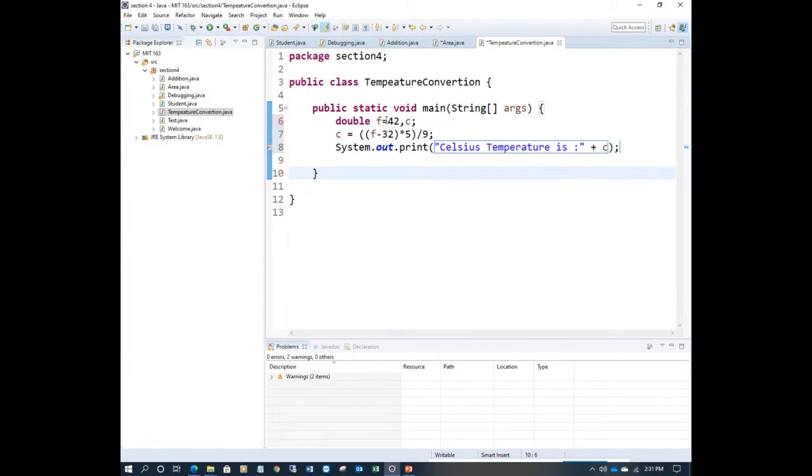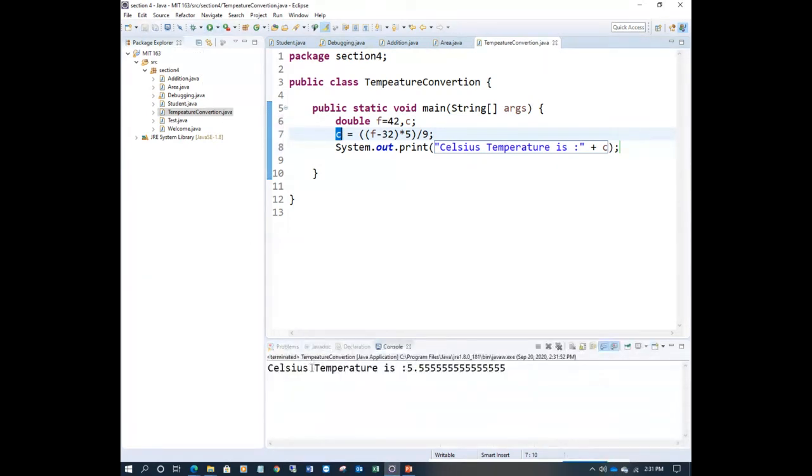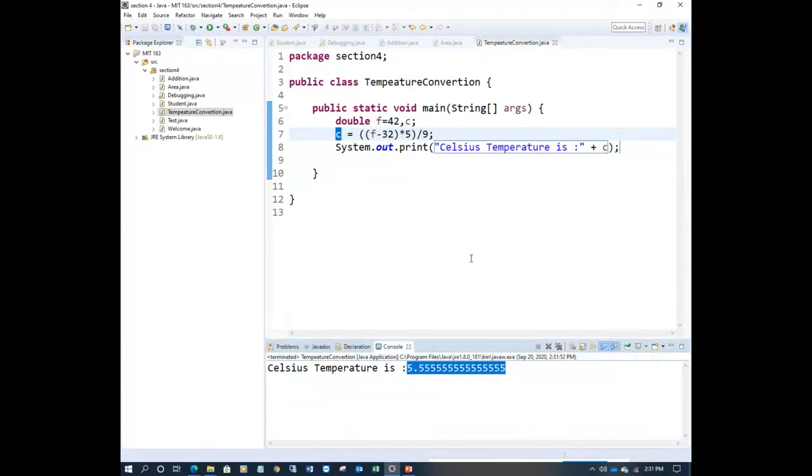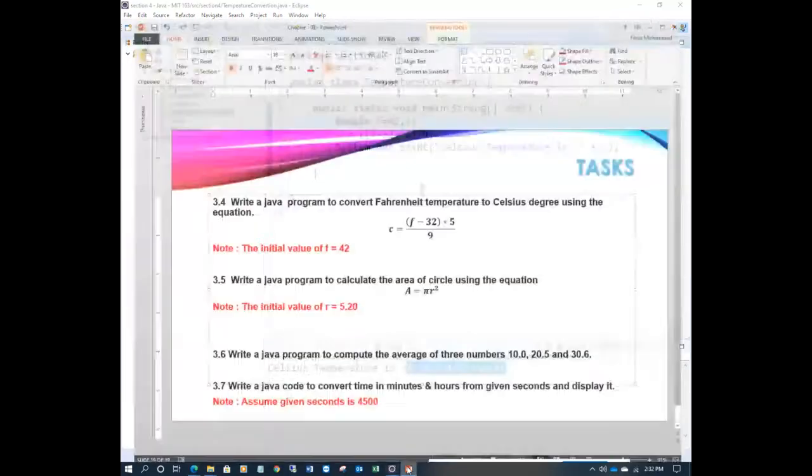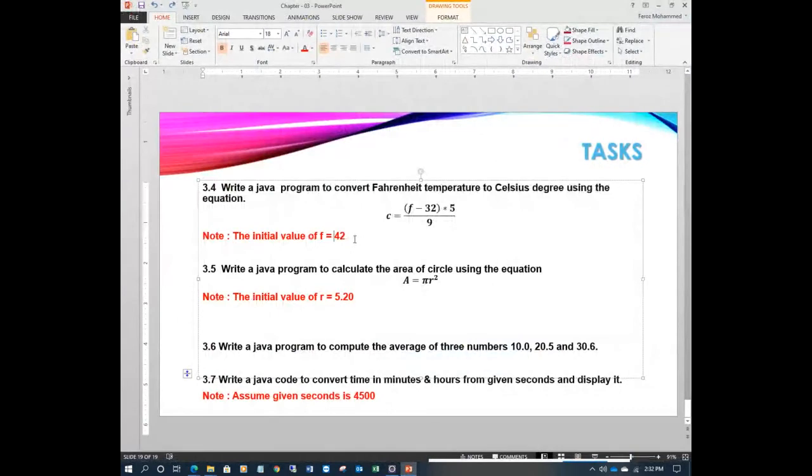Clear. So for the given F 42 temperature, what is the temperature in Celsius? So save the program, run the program, and you'll have a Celsius temperature of 5.5555 something. Okay, so that's the temperature program which is given. You can change the values here, you can put some value more than this one. So that's a simple program here. I hope everyone understands this one.